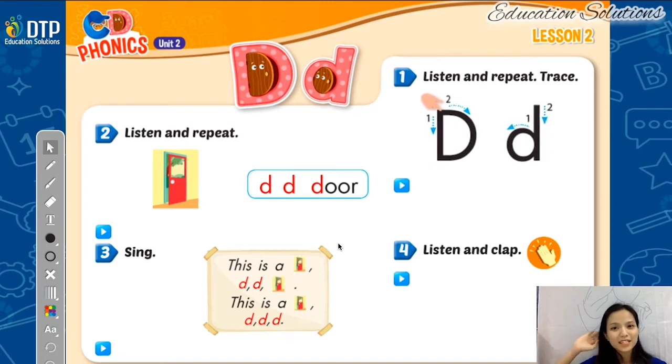Alright, class, listen and repeat. This is a door. D, d, door. This is a door. D, d, d. One more time. This is a door. D, d, door. This is a door. D, d, d. Good job! And now, class, stand up and sing a song together.